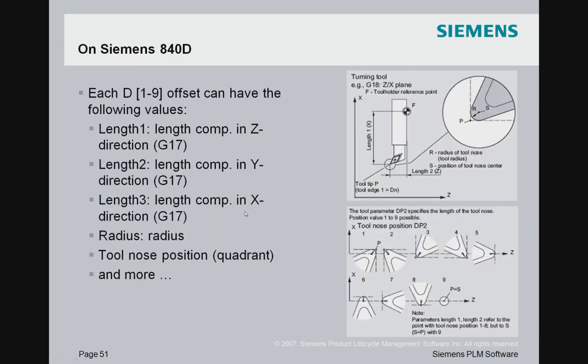On turning tools, of course, we are not only talking about the length compensation, but you also need to compensate the tool in at least 2 directions, typically X and Z, but it could also be that you need to compensate in Y direction. So we are actually talking about 3 different lengths that can be compensated. Finally, the D setting on the Siemens controller contains all that. So associated with a D1 can be up to 3 lengths, the radius for the radius compensation, and for turning tools also the tool nose position, the quadrant, and even more.